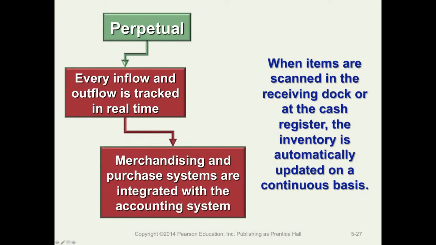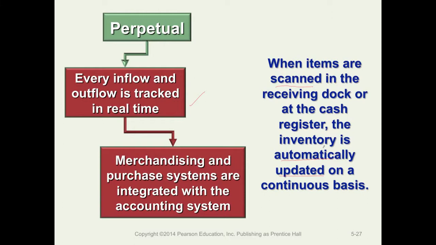So to summarize, a perpetual system is going to track every inflow and outflow of inventory in real time, as I said, and merchandising and purchase systems are integrated. And of course, obviously, you could scan items that come in, and when you sell the inventory, it's automatically updated because the cash register will scan the products that are sold.